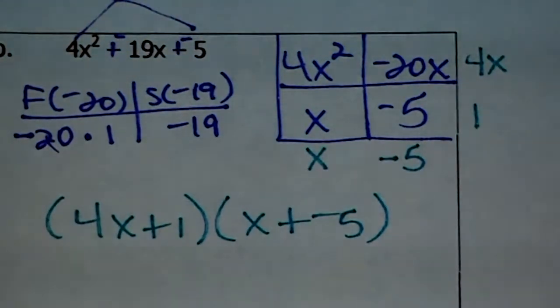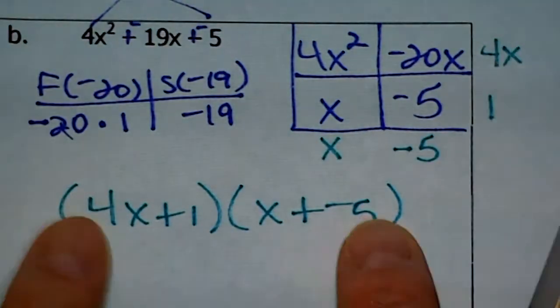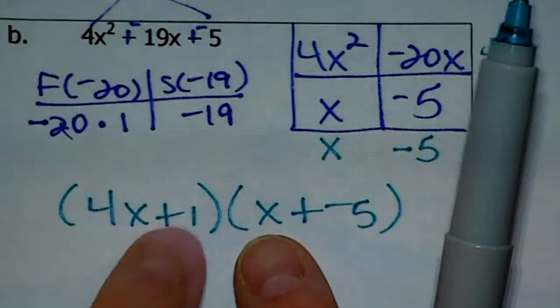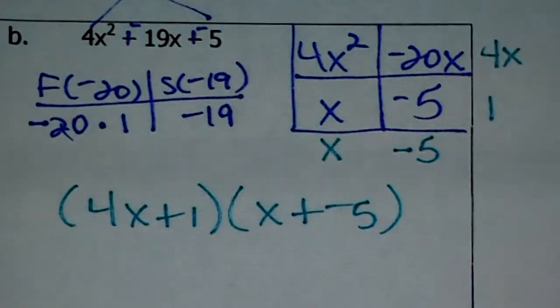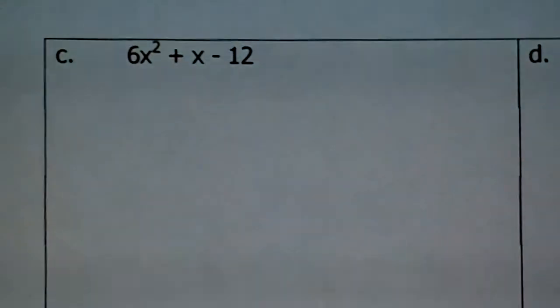Now let's FOIL it to make sure it's right. 4x times x is 4x squared. I'd have negative 20x and a positive 1x. That would give me negative 19. And 1 times negative 5 is negative 5. It's right. All right, 2 left. Originally, this lesson was 30 minutes, so be happy that I'm only at 20 minutes right now. It will not take another 10 to do these, I promise.